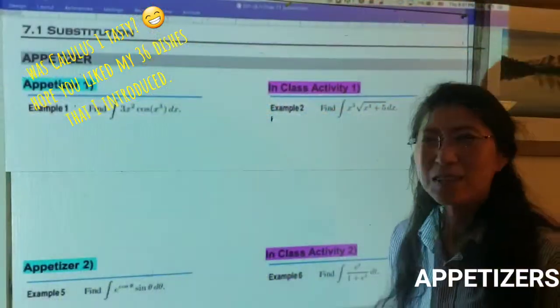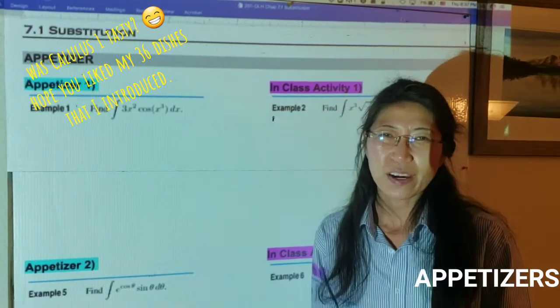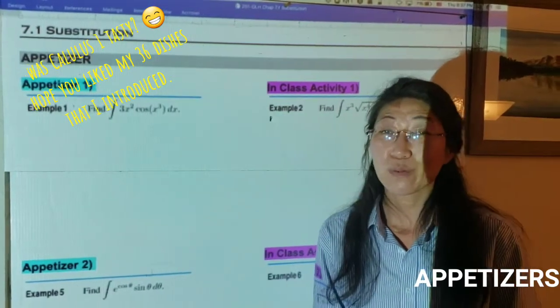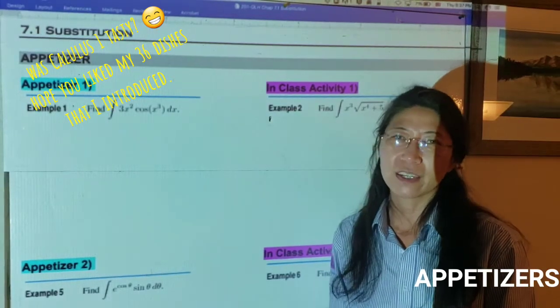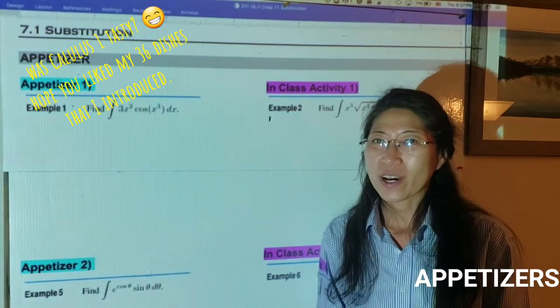Hi class, good job on studying calculus 1. We are on the last section, which is 7.1. And after this one, in calc 2, you are going to learn so many beautiful things about the theorems of calculus and what the integral does.